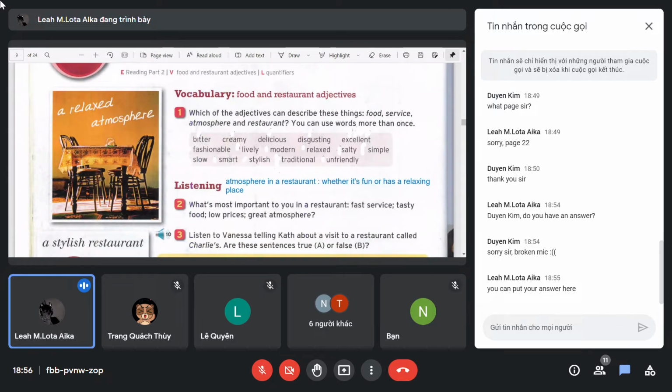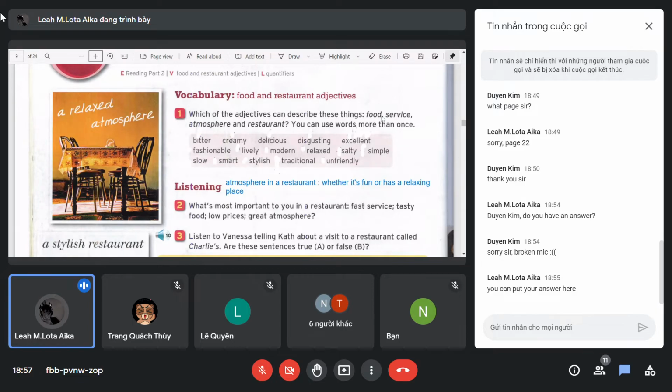All right, so for activity number one, which of the adjectives can describe these things about food, service, atmosphere, and restaurant? So again, when it comes to food, it could be the food is fantastic or maybe the food is good. For the service, this one usually comes with the people who are working in the restaurant. Maybe the waiters are slow or maybe the waiters are great. So how is the service? And then atmosphere, whether it has a relaxing spot or whether it's fun. And for the restaurant itself, what is that kind of restaurant? So maybe the restaurant is modern or what else?